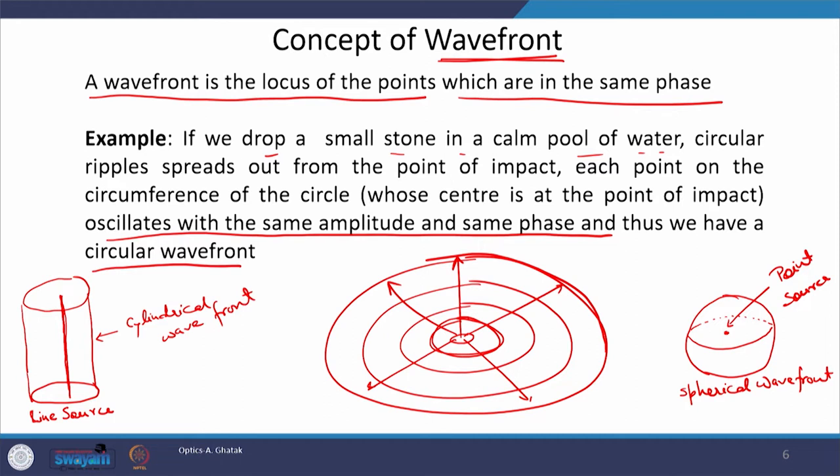Similarly, suppose we have a source which is in 2D and it is extending to infinity in both these directions, then it will emit a plane wavefront. Suppose this is your source, then it will emit a wavefront which would look like this. And this is called a plane wavefront. An extended source emits a plane wavefront. The source which is in the form of a plane will emit a plane wavefront. These are a few examples of the different kinds of wavefront.